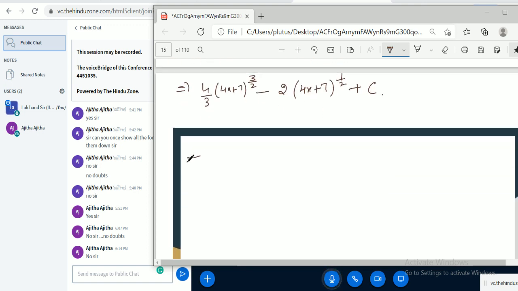So our next question is integration of tan x, tan 2x and tan 3x dx. So try this sum. What is the integral of tan x, tan 2x, tan 3x dx?